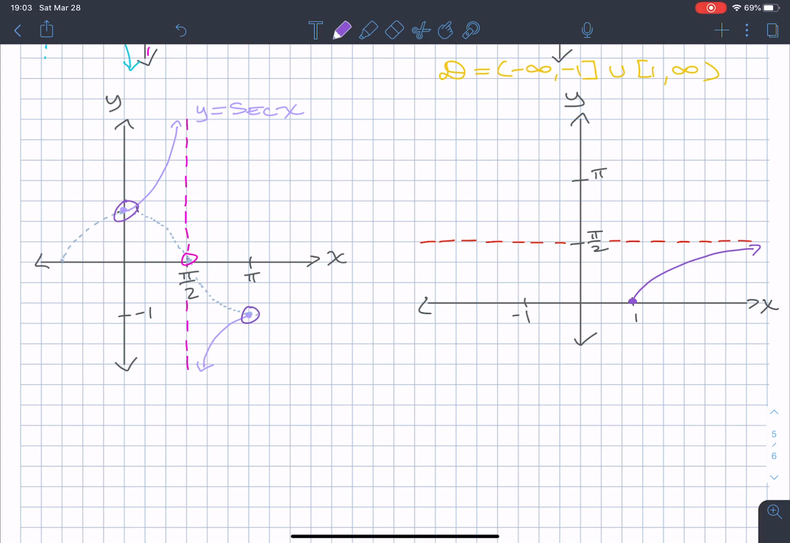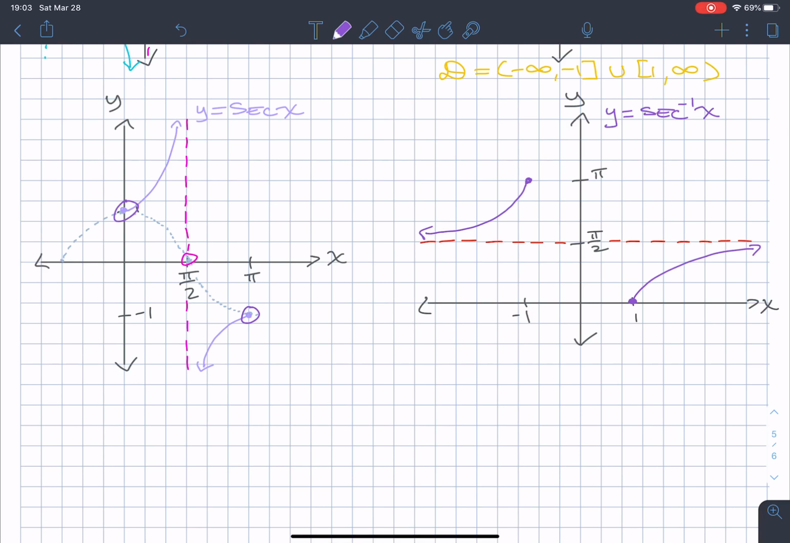I have the point pi, -1. So I'm going to have the point -1, pi on the inverse function. And I notice as x approaches pi over 2 from the right, my values for y become -infinite. So as my values for x become -infinite, my values for y approach pi over 2. So this is a graph of y is equal to secant inverse of x.